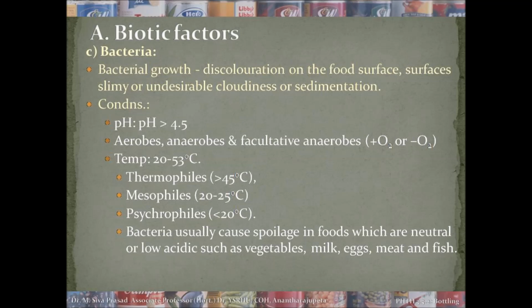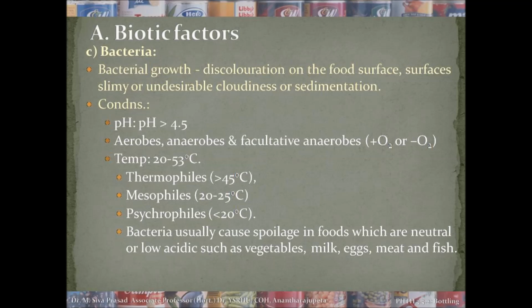Another condition is the temperature. There are bacteria which are thermophiles, mesophiles, or even psychrophiles. That means they can grow under very high temperatures, that is more than 45 degrees Celsius, and very low temperatures, that is less than 20 degrees Celsius, the psychrophiles. And you have bacteria which can grow under normal temperatures. So the bacteria can grow under a wide variety of temperatures. This causes a serious threat to the canning industry.